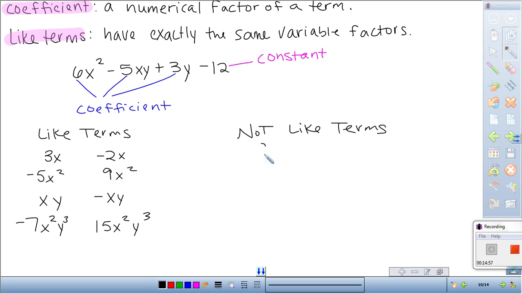Not like terms. 8x and 7y are not alike. One has x, one has y. 5y and 2y squared are not like terms. One has y, one has y squared. 4y and 5xy. One's just a y, one's xy. x squared y and xy squared. One's x squared y, one's xy squared.